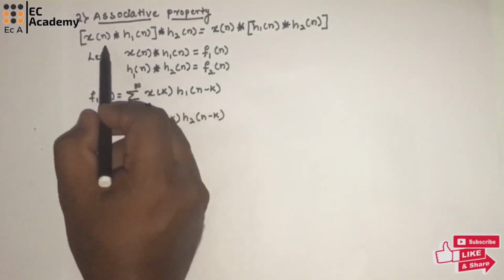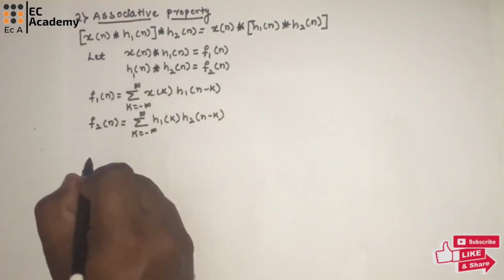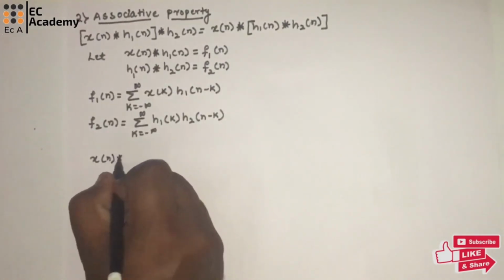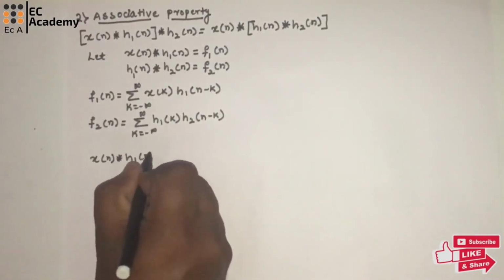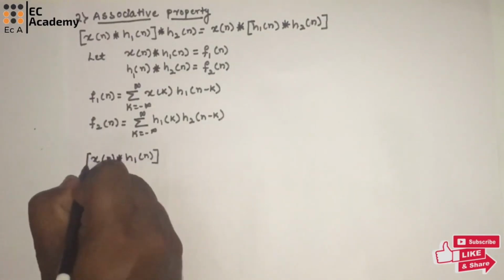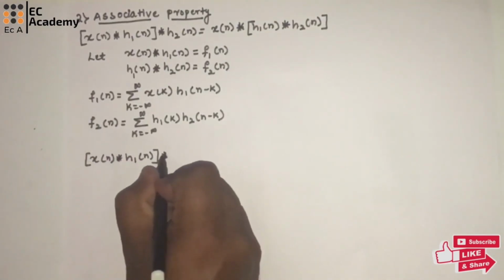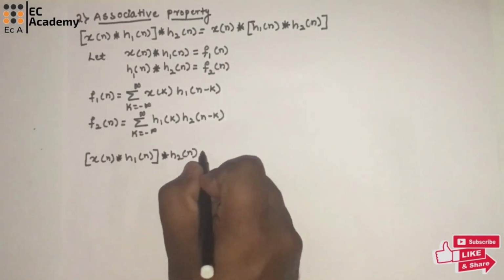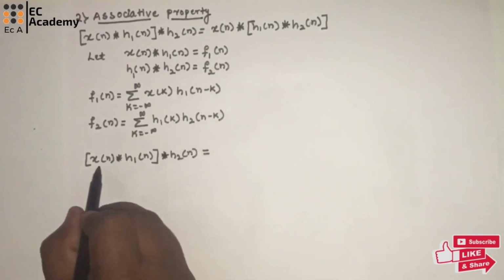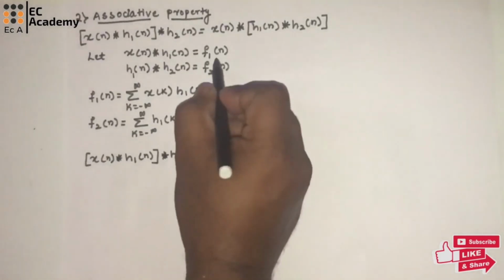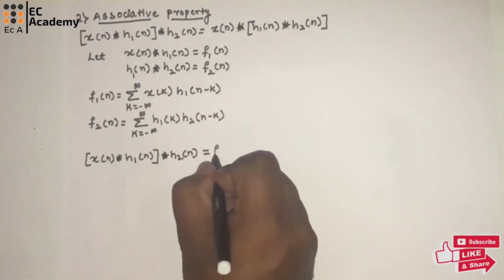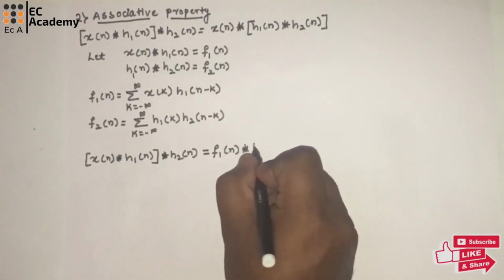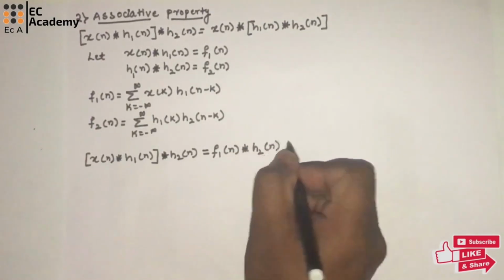Now let us consider the LHS. So we can write that as x of n convoluted with h1 of n convoluted with h2 of n. Since we have considered this term as f1 of n, we can write that as f1 of n convoluted with h2 of n.